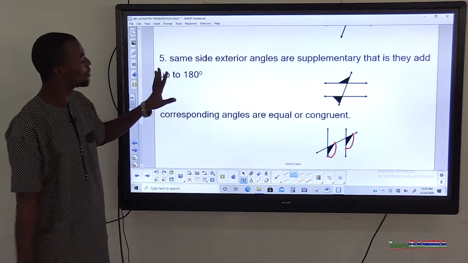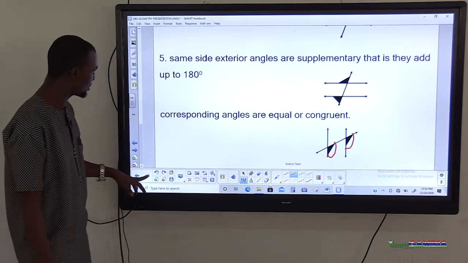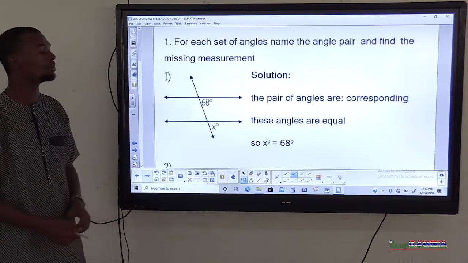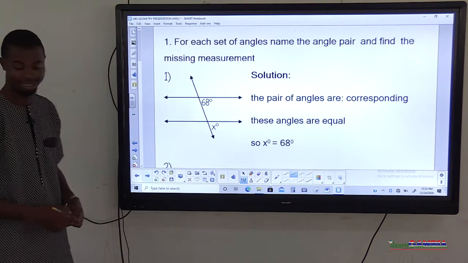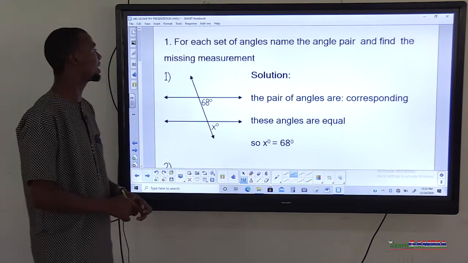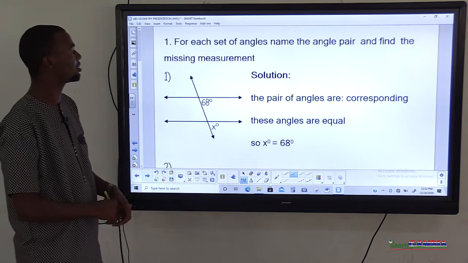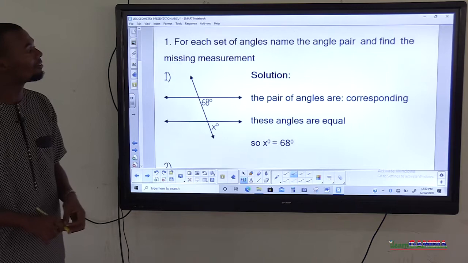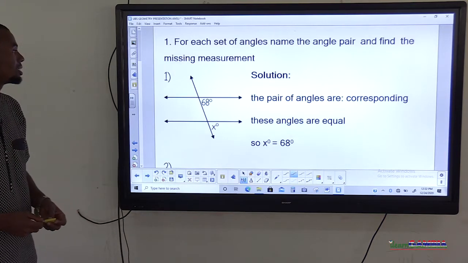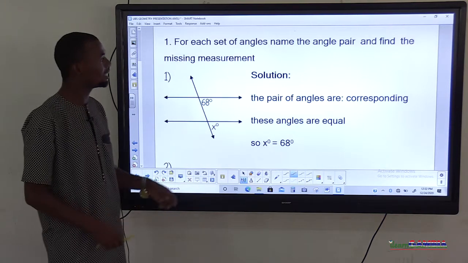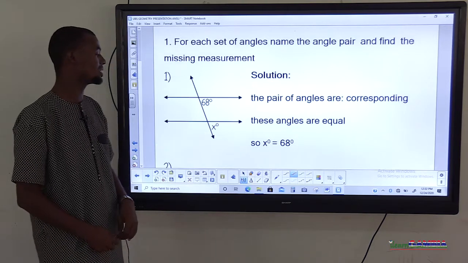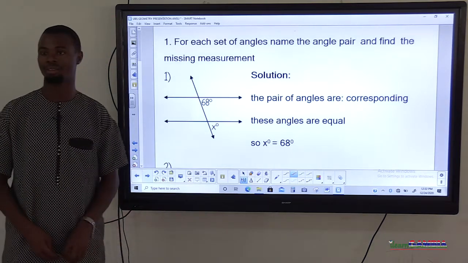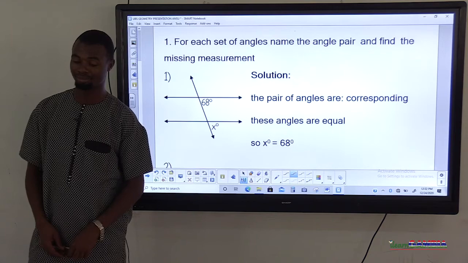This is what we must always remember if we are dealing with angles formed by parallel lines. We look at this diagram. For each set of angles named in the pairs, find the missing measurement. That is x degrees here.